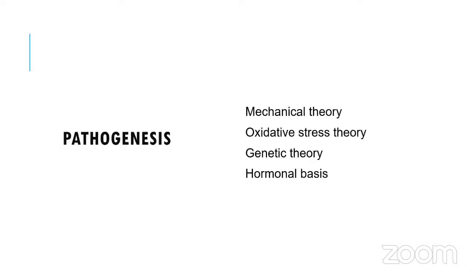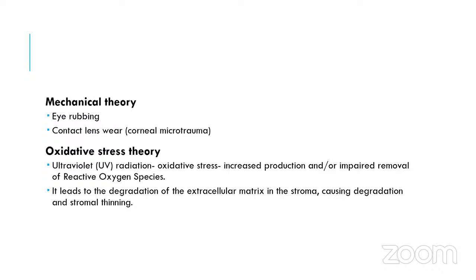Pathogenesis can be explained on the basis of mechanical theory, oxidative stress theory, genetic theory, and hormonal basis. Mechanical theory consists of eye rubbing or contact lens wear where there are corneal microtrauma. Oxidative stress theory, in which ultraviolet radiation causes oxidative stress and increased production and or impaired removal of reactive oxygen species. It leads to degradation of the extracellular matrix in the stroma, causing degradation and stromal thinning.